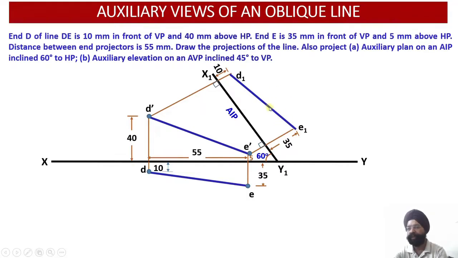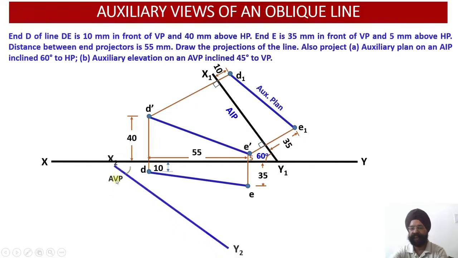But mind you, this is not a true length. This would have been true length had I drawn AIP parallel to D dash E dash. Since this AIP is not parallel to D dash E dash, the length which is obtained is again the apparent length, which is visible to the viewer or the observer who is observing this line or this projection at an angle of 60 degree from the front view side. Similarly, now I want to write down auxiliary plan.